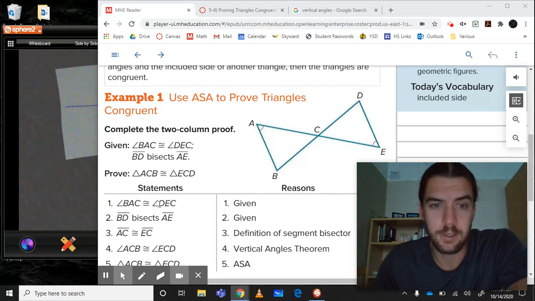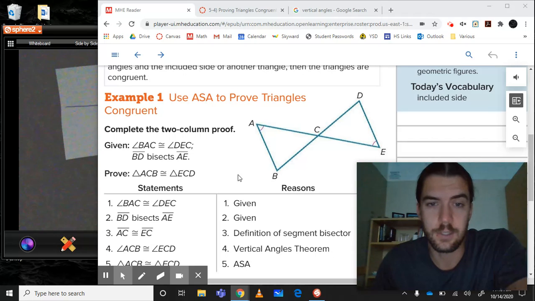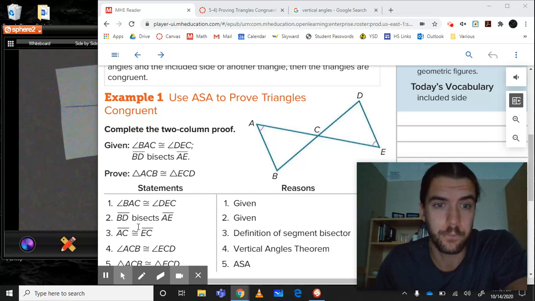So BAC is congruent to DEC. Those two angles are congruent. We just say that's been given. We don't need to give more of a reason than that. We just know it's already true. We already know that BD bisects AE.